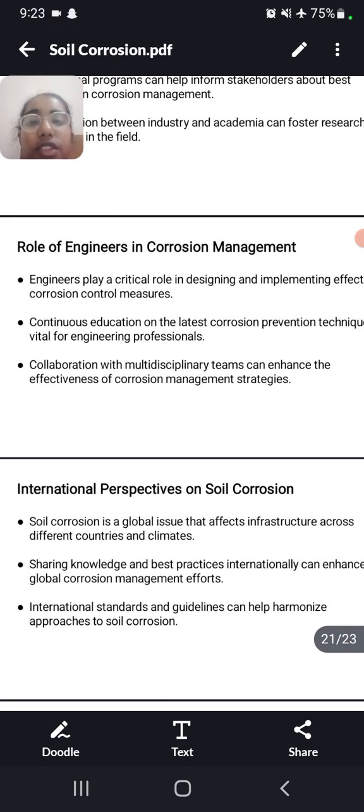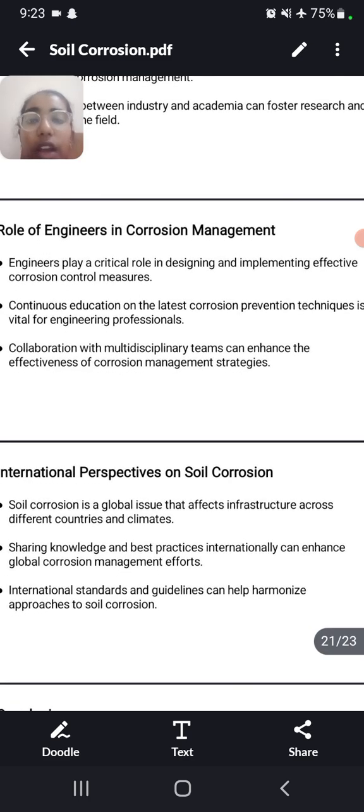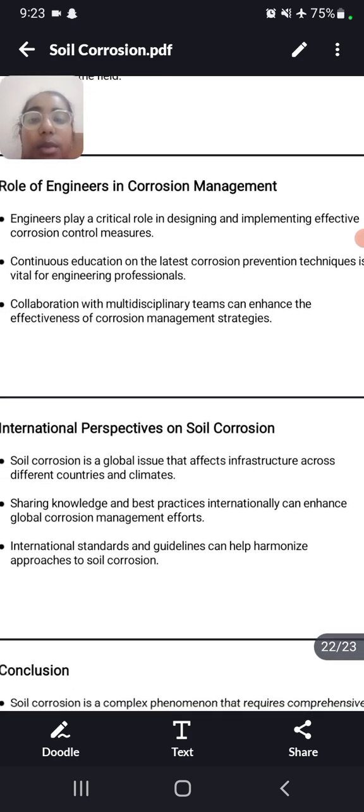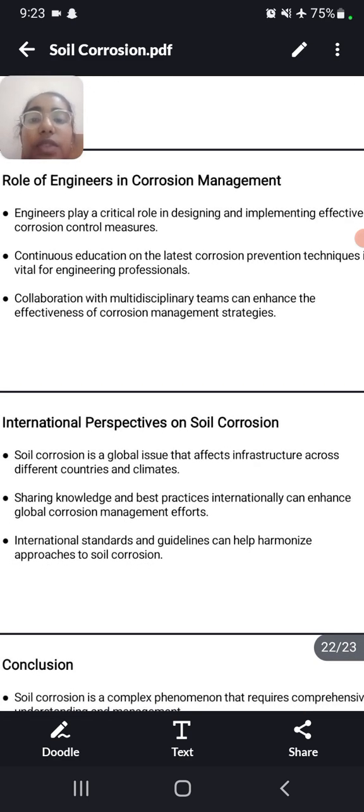Next is role of engineers in corrosion management. Engineers play a critical role in designing and implementing effective corrosion control measures. Continuous education on the latest corrosion prevention techniques is a vital role for engineering professionals. Collaboration with multidisciplinary teams can enhance the effectiveness of corrosion management strategies.